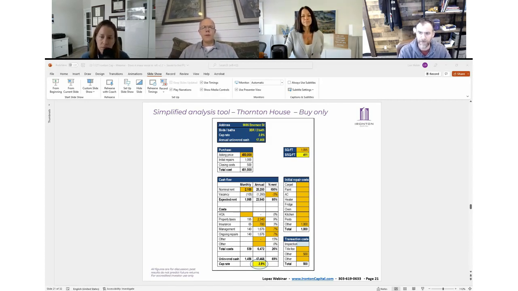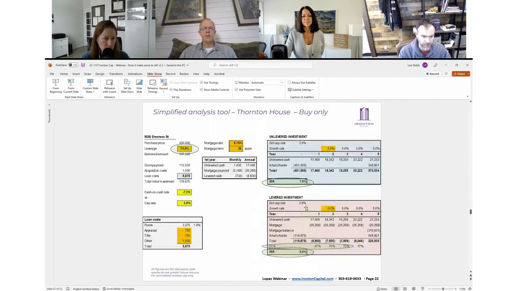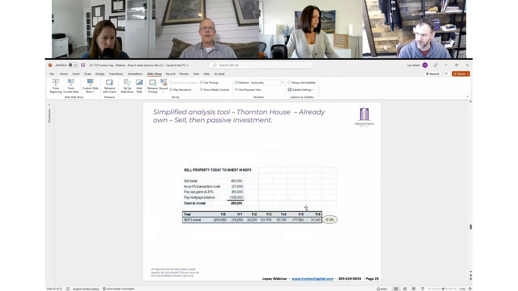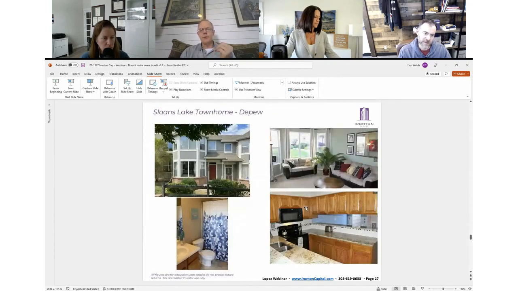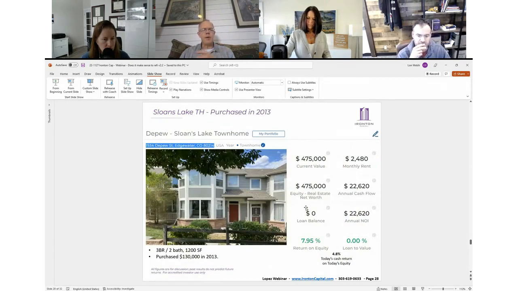All right. So I had one other investor who was kind enough to put all their stuff into Property Llama and said we could share the example. So this is a Sloan's Lake townhome on Depew. It's a pretty property. It's a nice shape. And this is a 3-bedroom, 2-bath that they bought in 2013 for 130 grand. Those were the days. It's probably worth about 475 now. So the property is paid off, and it's got pretty good cash flow.